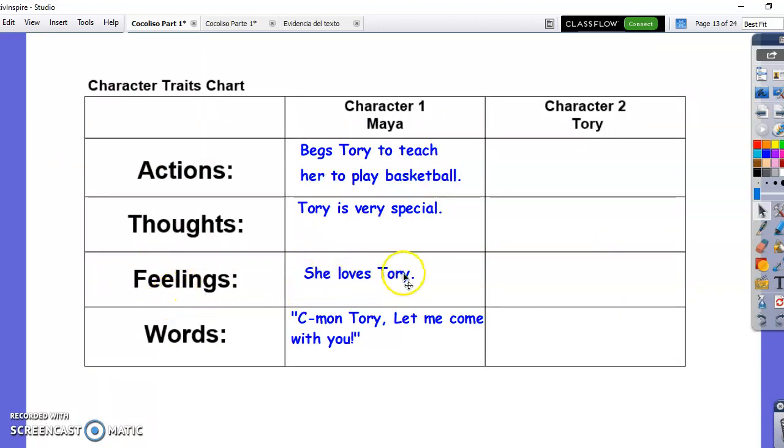Feelings, she loves Tori. We know that too. She's begging her all the time to spend time with her. She wants to be like her. She loves her. And then the words we see at the end of the story, "Come on, Tori, let me come with you," she begs.